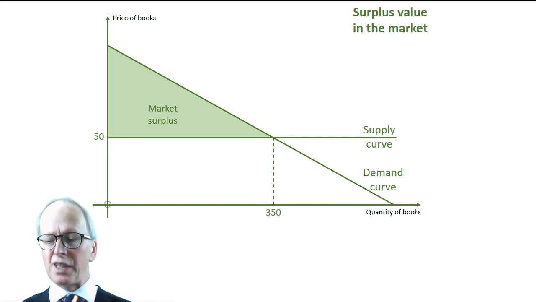You should be able to see that since the bookshop sets a fixed price, almost every student is paying less than their willingness to pay. For most students, there is a surplus. The benefit of owning the book is going to be greater than the cost of owning it. And so the green shaded triangle shows the total surplus in the market.